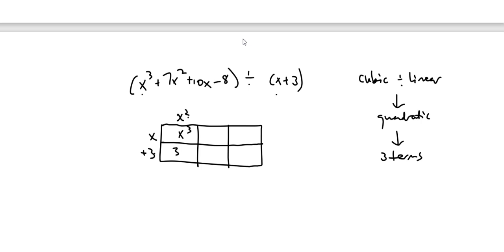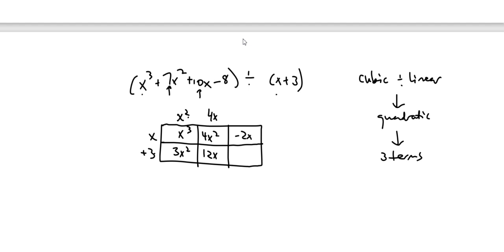But then 3 times x squared is 3x squared. But my question doesn't have 3x squared. It has 7x squared. So I must add a 4x squared. Well, if that's a 4x squared and that's an x, then that must be 4x. But if that's 4x and that's 3, then that must be 12x. But my question doesn't have 12x. It has 10x. So I have to now subtract 2x.